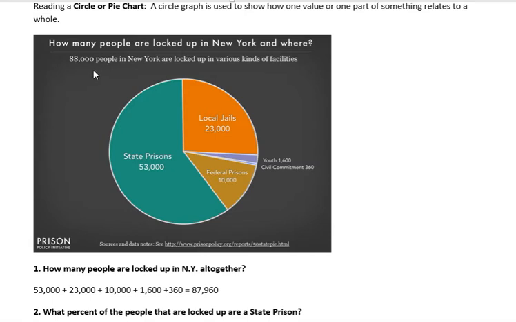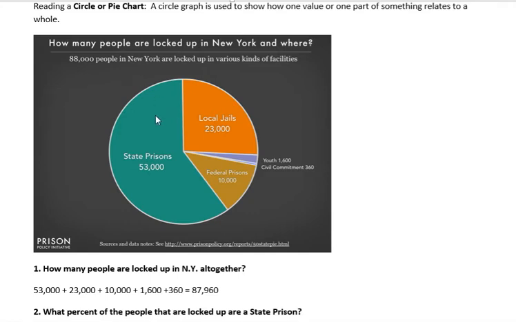88,000 is rounded. So we don't always give the exact numbers when we're putting statistics or graphs or charts up. We usually round because a specific number can be a little misleading. People move in and out of jail, but if you have an exact number, it seems like that's that fixed number, right? But by saying 88,000, we're saying it's around that number.